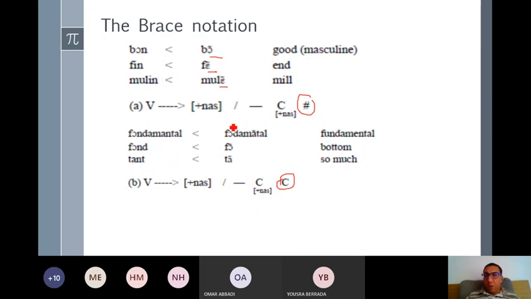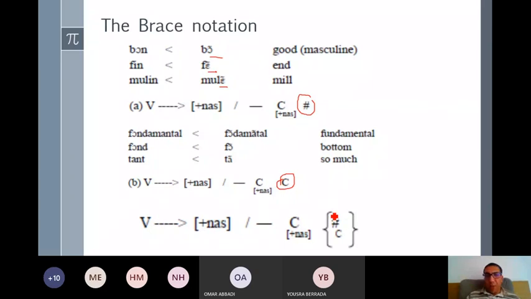So in order to collapse, because these two rules are related, first, we call it rule A and rule B. They are related, and so in order to capture this relatedness and to express a general, to not miss this generalization, we're going to use the brace notation. So the brace notation is to refer to an environment which is alternate.